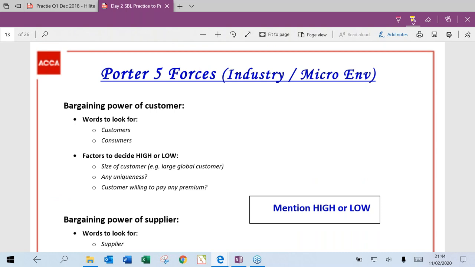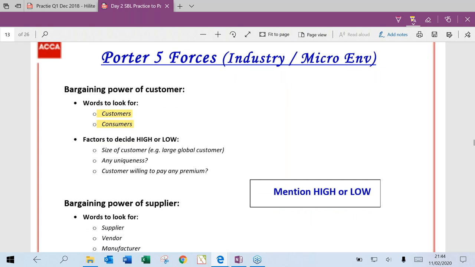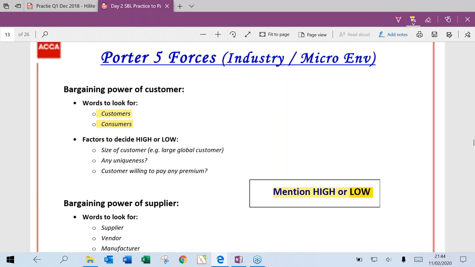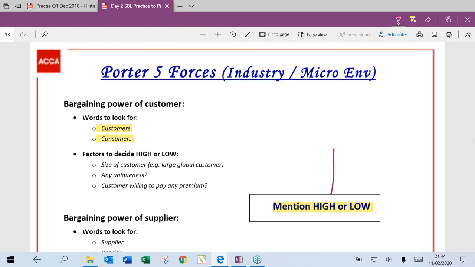So how do you identify bargaining power of customers? What are the words you should look for? Wherever you see the word customers or consumers, just highlight it. That definitely will become part of bargaining power of customer. And then under Porter's Five Forces, you have to mention high or low. In PESTLE, you mention favorable or unfavorable, but in Porter's Five Forces, you mention whether the bargaining power of customer is high or low. Very, very important. If you don't mention high or low, you will not get any marks.